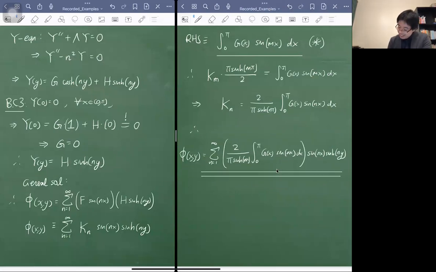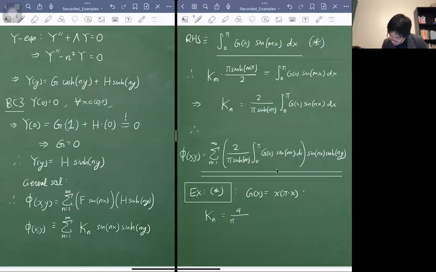Okay. So yeah, I will leave it as an exercise for you to calculate this. And I'll let you know the final answer if g(x) is x times pi minus x, right? Then you should get k_n is 4 over pi sinh(n pi). So instead of 2 it becomes a 4, twice times 1 minus (minus 1) to the power of n, over n squared, n cubed. Yes. Okay, so that's what that is.